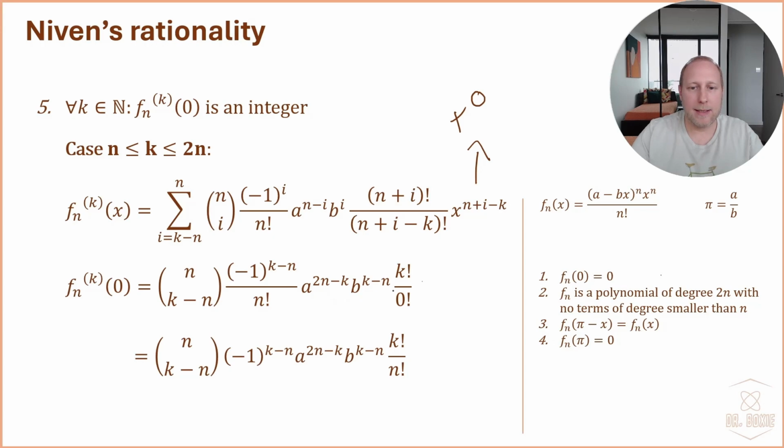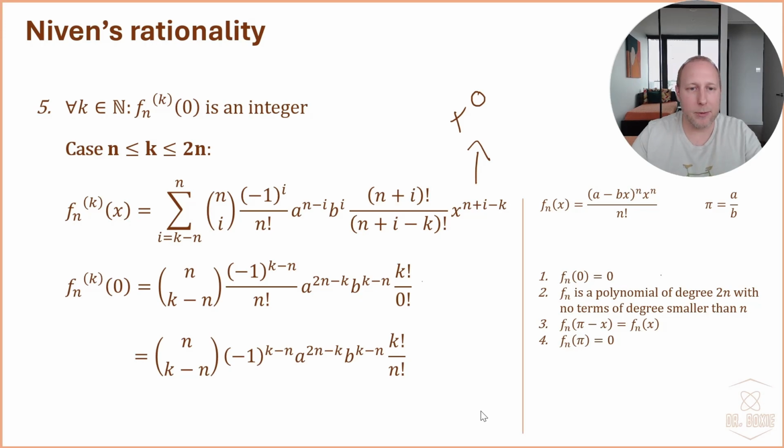Well, look at this multiplication here. The combinatorial factor n choose k minus n is, as I said before, always an integer. Minus 1 to some power is an integer. A and b were integers themselves, and n and k are integers. In other words, an integer to an integer power is itself an integer. So everything except for the very last fraction, the k factorial over n factorial, everything else before that is an integer. Now why is k factorial divided by n factorial also an integer?